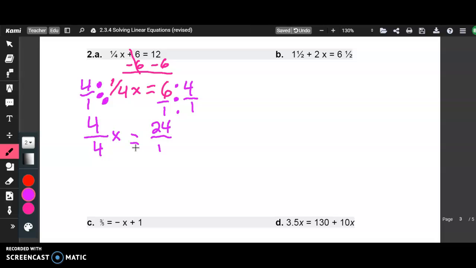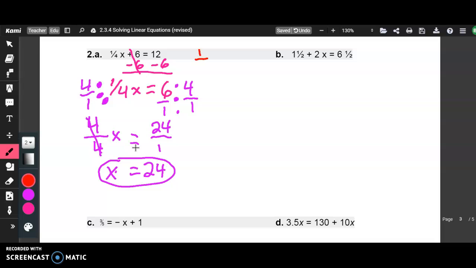If I divide 4 divided by 4, I get 1, which I don't need. All I have is x then. 24 divided by 1, I just get the number 24. So my x equals 24. If I wanted to put this back into my equation, it would look like this.